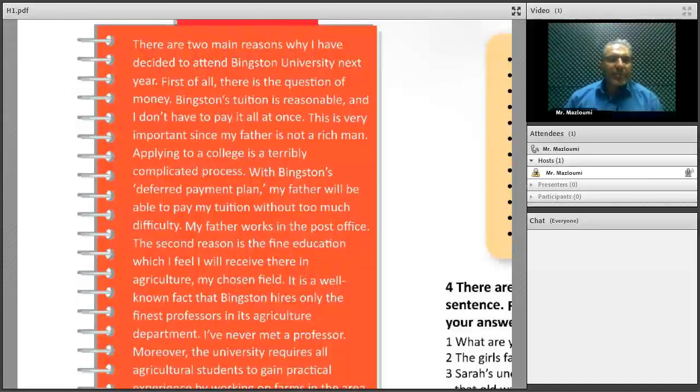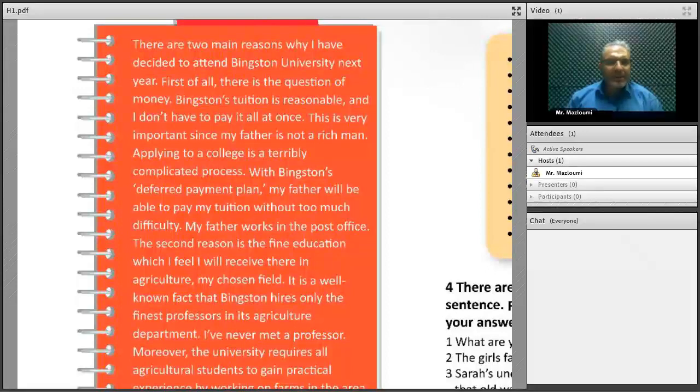This is very important since my father is not a rich man, just like my father. Applying to a college is a terribly complicated process. You know, when you apply to a college, you try to attend, yes, you write a letter. So it is a really complicated process, a difficult procedure.